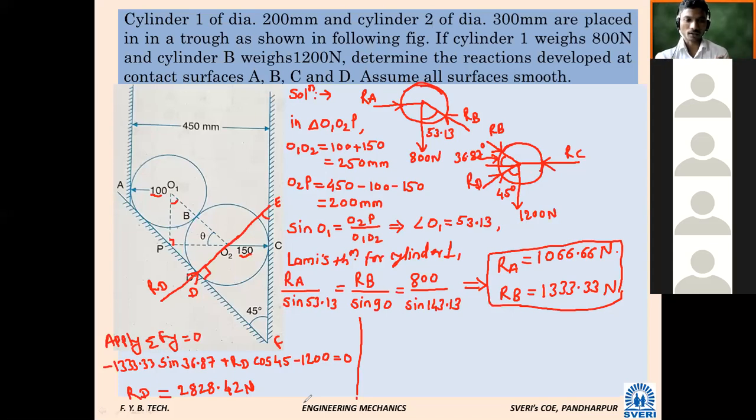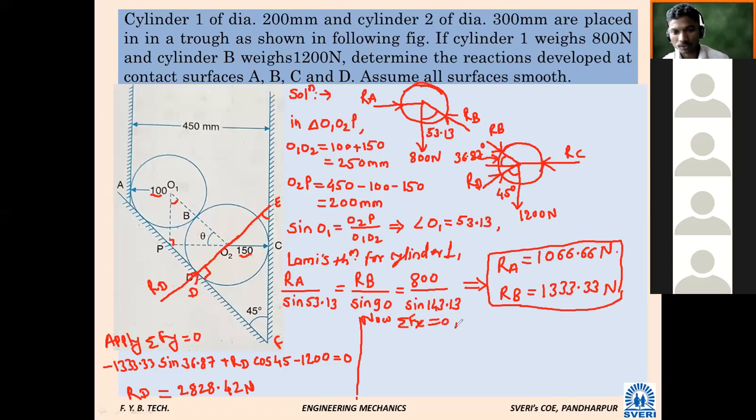Likewise, RD is equal to 28.42 Newton. Any problem to calculate RD? Next, from A, B, D, which is unknown now? RC. So what can we apply to calculate RC? Summation Fx is equal to 0. So I will write here: summation Fx is equal to 0.